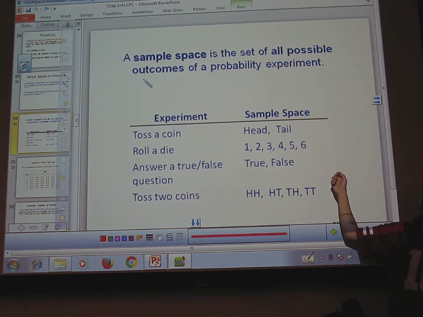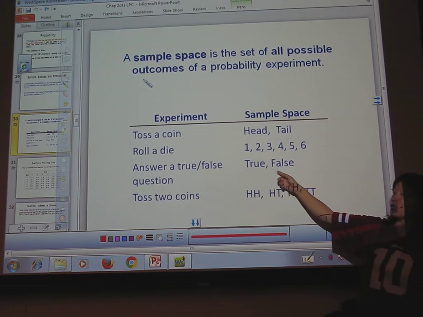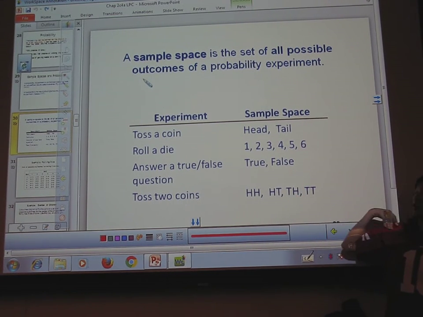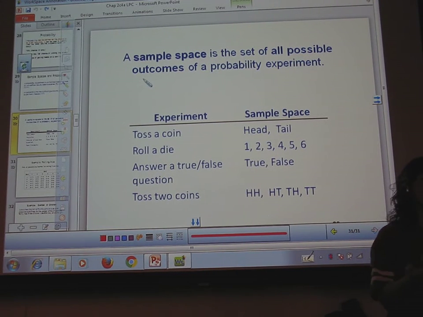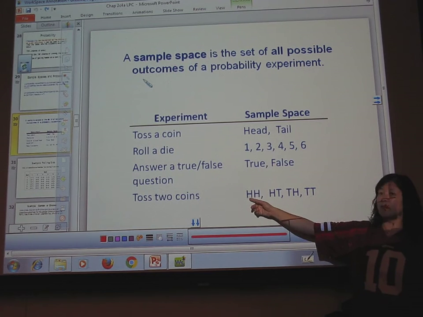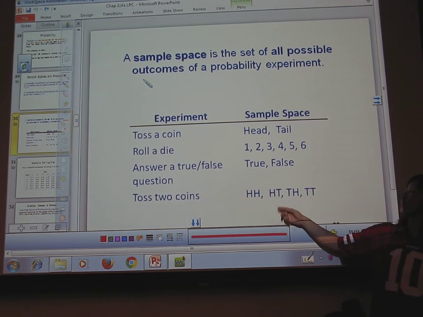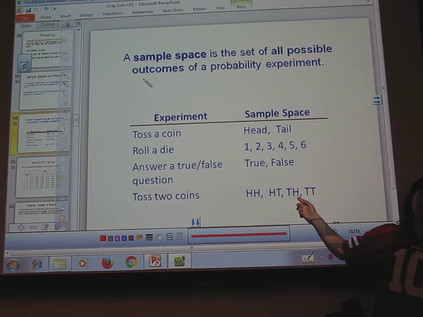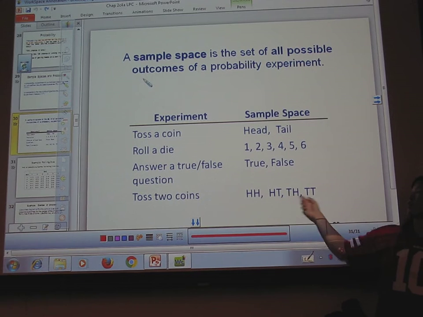Right? I could get true or false. Those are the possible outcomes. If you toss two coins, you could get heads on the first, heads on the second; heads on the first, tails on the second; tails on the first, heads on the second; and tails on both of them. There are four outcomes.